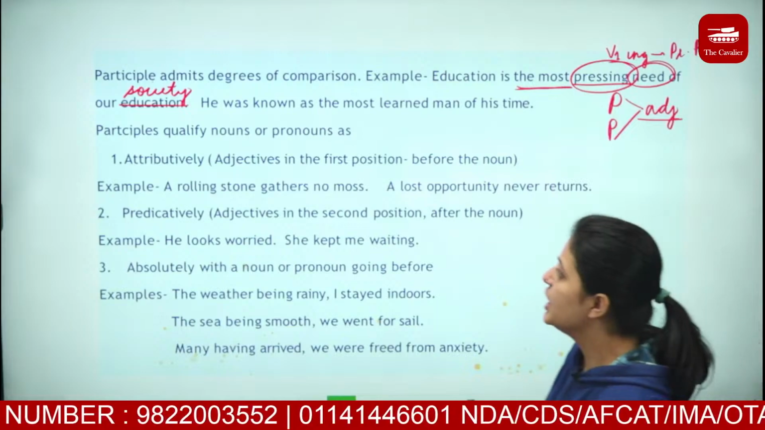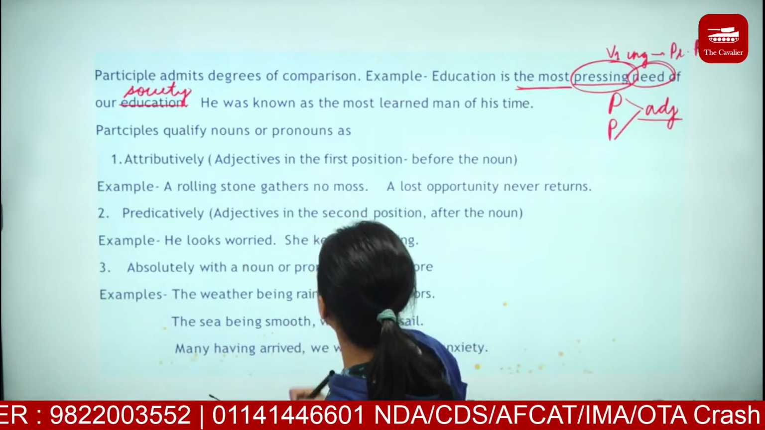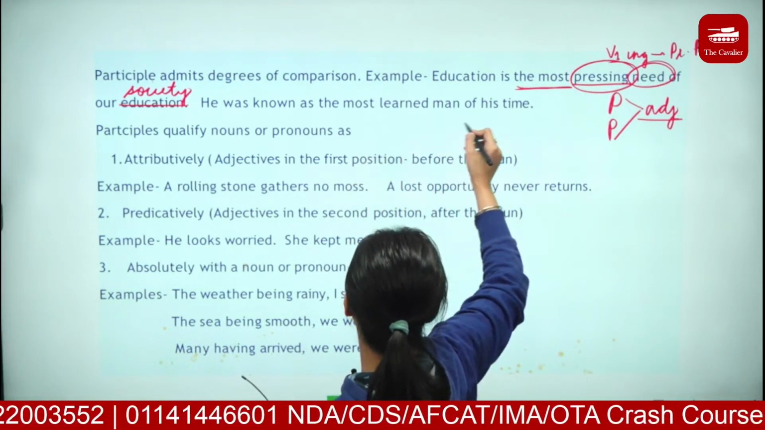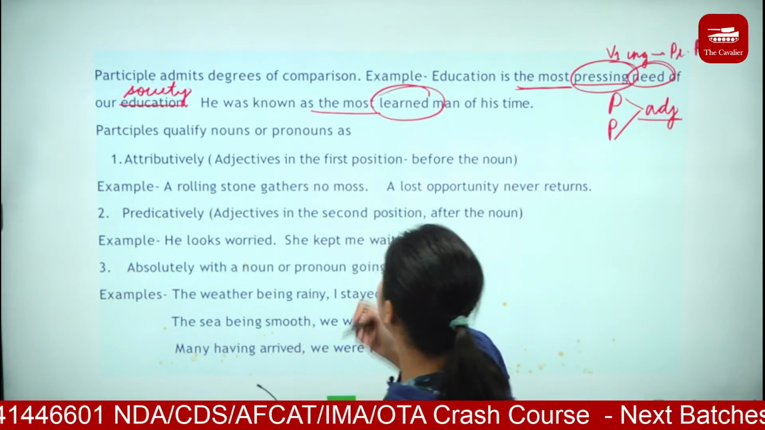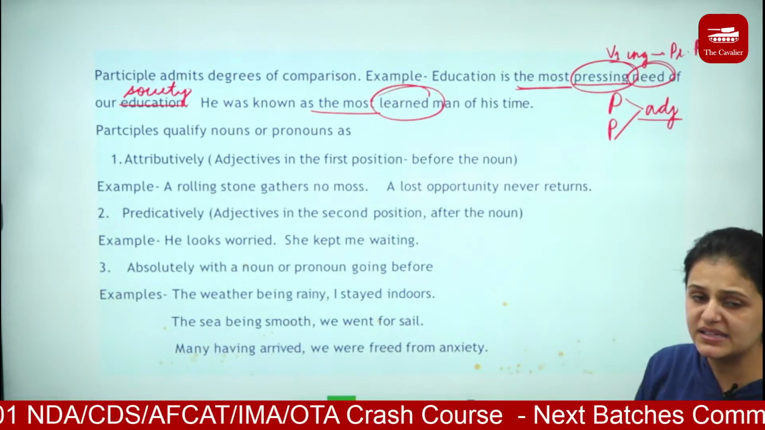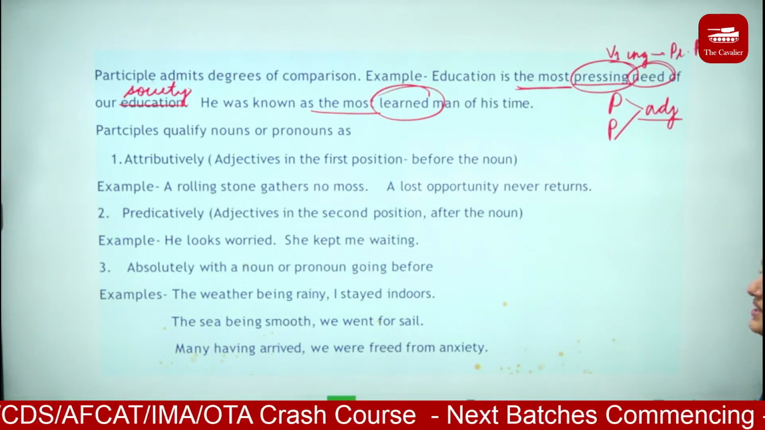Okay, next, he was known as the most learned man of his time. Again the most, यहाँ पर क्या हो जाएगा? learned. Okay, so यहाँ पर हम past participle use कर रहे हैं as an adjective.